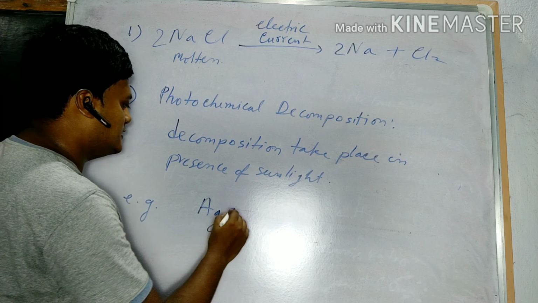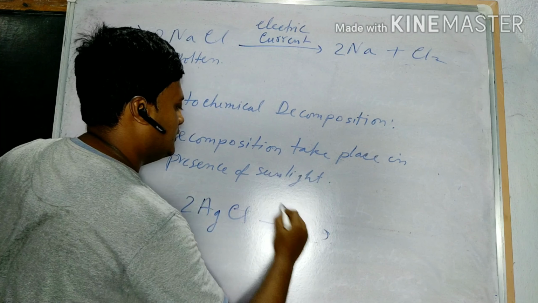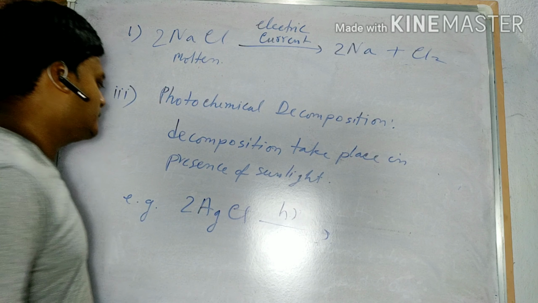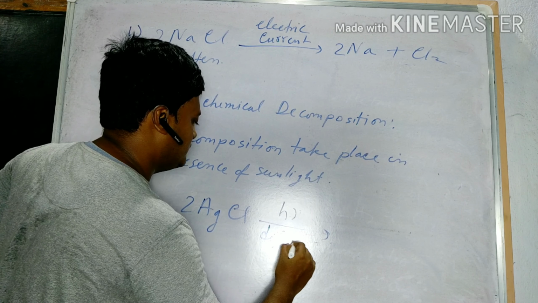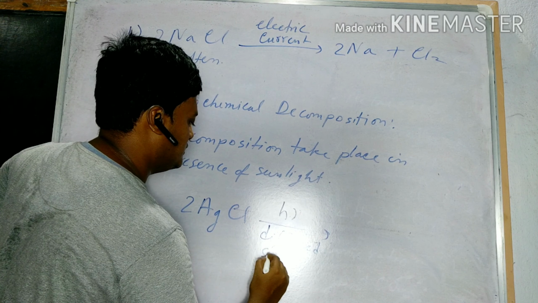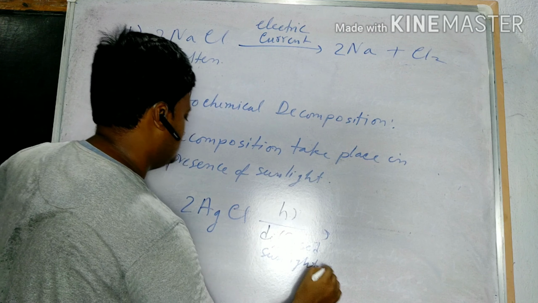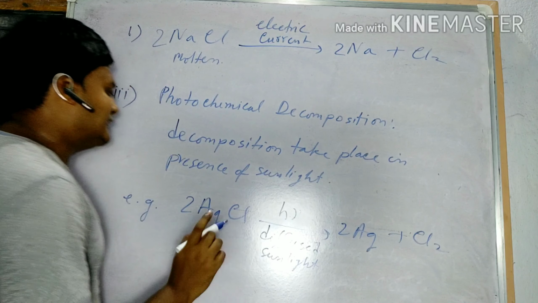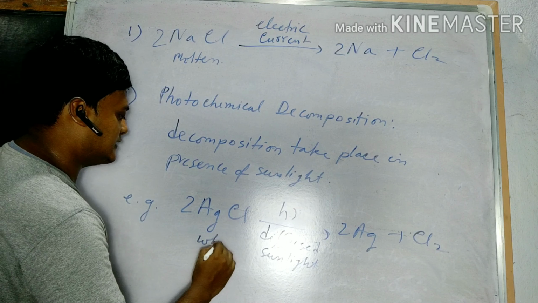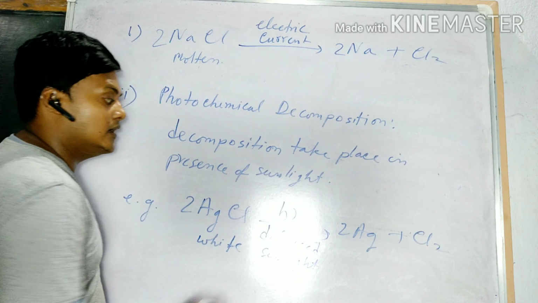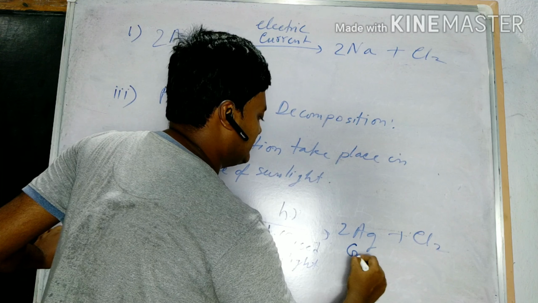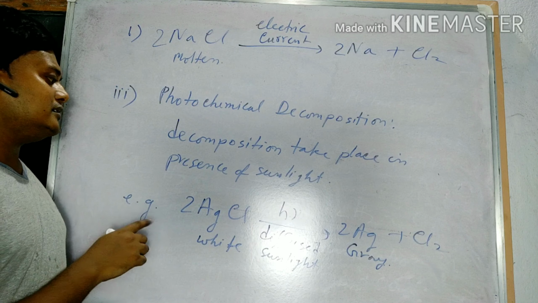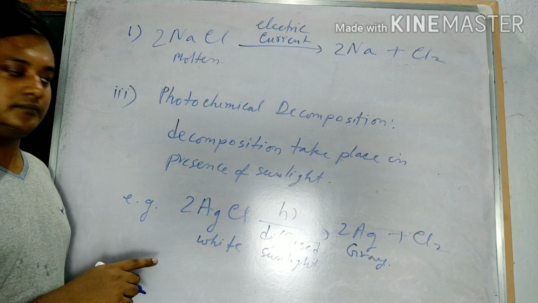If we take silver chloride, now sunlight we represent by h nu. Diffuse sunlight we represent by h nu. It is diffuse sunlight. We will get silver and chlorine. Now color change. AgCl is white in color, but metallic silver is gray in color. So during that photolytic decomposition, color change takes place.